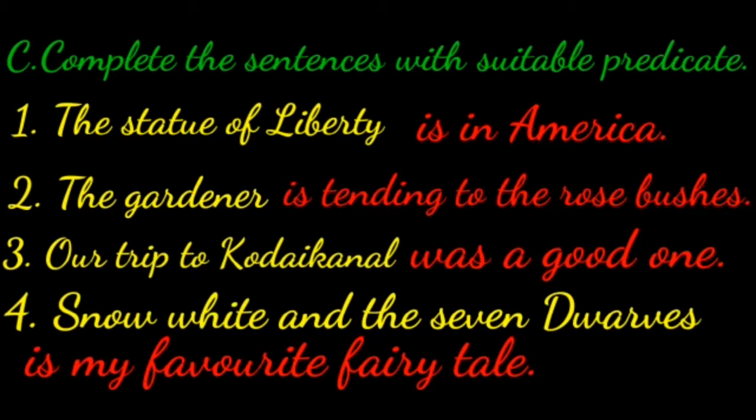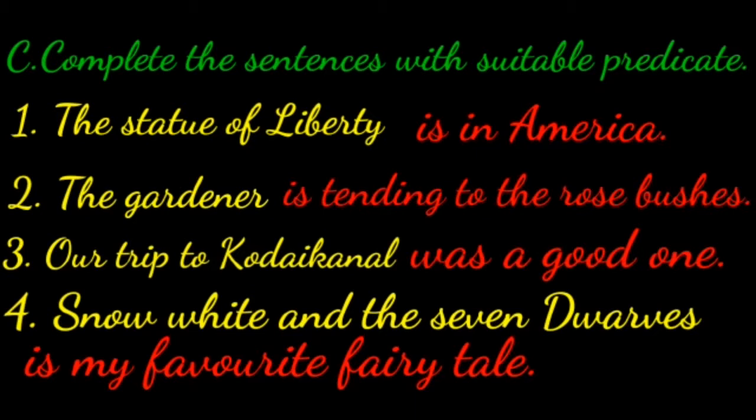Let's see the first one. The Statue of Liberty is in America. I repeat, the Statue of Liberty is in America. In this sentence, the Statue of Liberty is the subject, is in America is the predicate. Now, we are moving to the second one. The gardener is tending to the rose bushes. I repeat, the gardener is tending to the rose bushes. Here, the gardener is the subject, is tending to the rose bushes is the predicate.